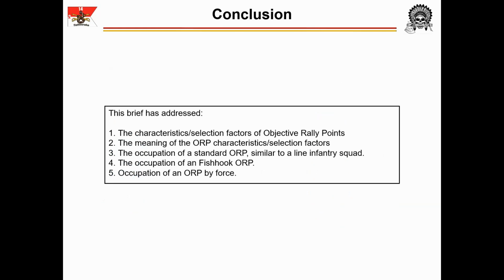In conclusion, this brief has addressed the characteristics and selection factors of objective rally points, the occupation of a standard ORP, similar to a line infantry squad, the occupation of a fishhook ORP, and the occupation of an ORP by force.